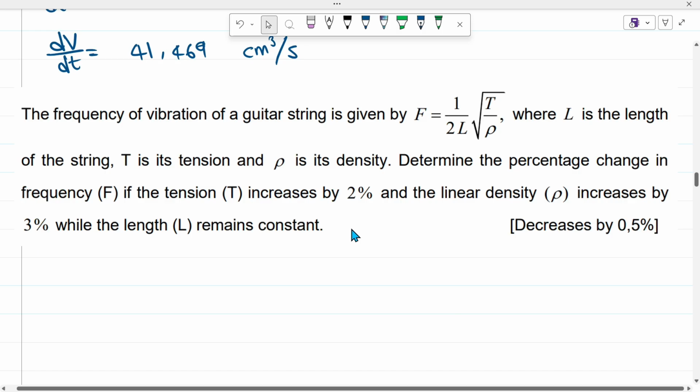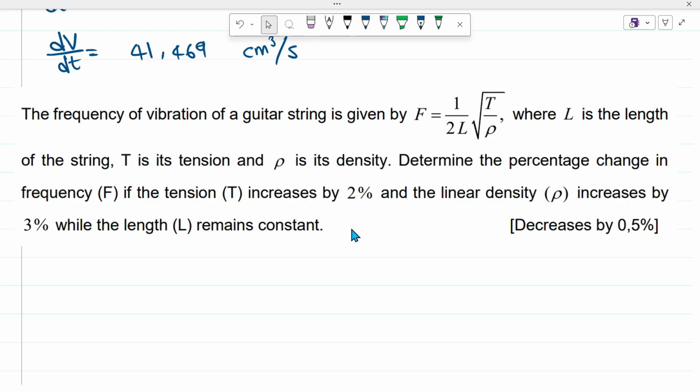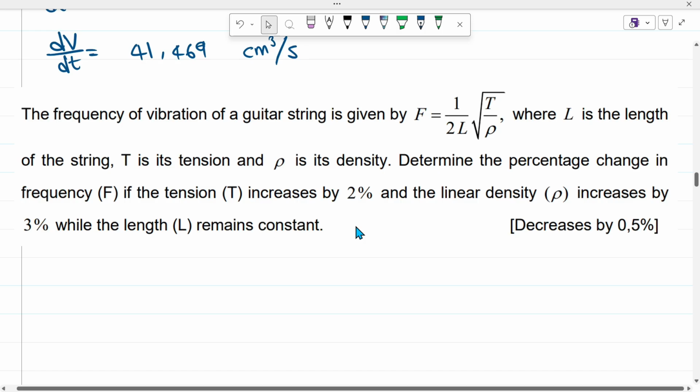So that's our question. We are told that L remains as a constant. That means the percentage change in length is 0. That's what this statement says, while L remains as a constant. They're saying that L doesn't change, but instead the tension increases by 2% and the density increases by 3% as well. So that means the change in L is going to be 0.